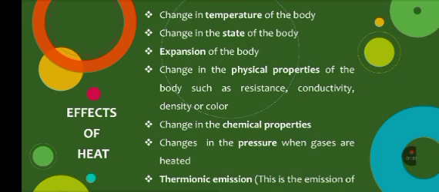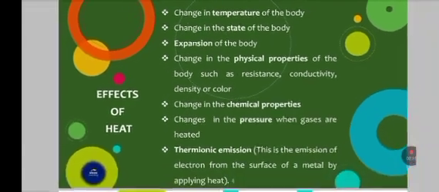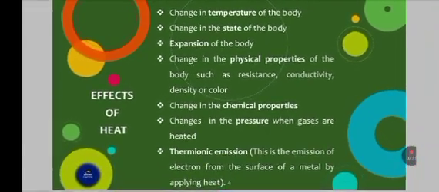Next is the change in the physical properties of the body, such as resistance, conductivity, density, or color. Next is a change in the chemical properties. Also, changes in the pressure when gases are heated. And also thermionic emission, which is the emission of electrons from the surface of a metal by the application of heat.